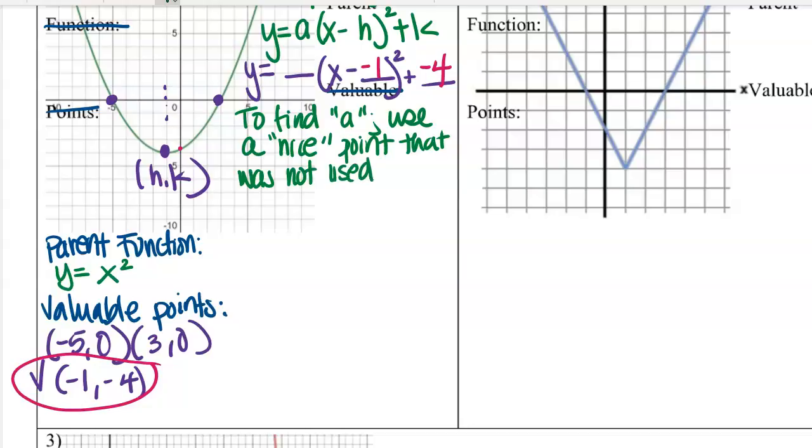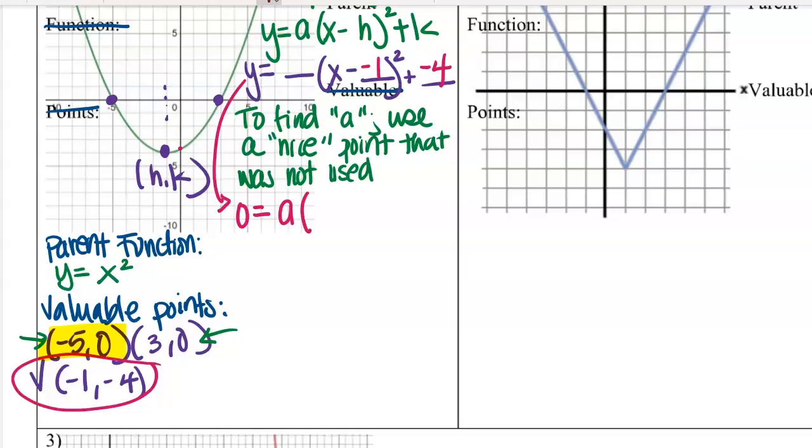All right, so we can't use the vertex again because it was already used, but we can find A by using one of the available points here. In this case, we can pick this one, and it doesn't matter. You can pick whichever one you want. Okay, so with that said, y is 0. So that means we are going to plug in 0 for y. A is what we're trying to find, so put A back in.